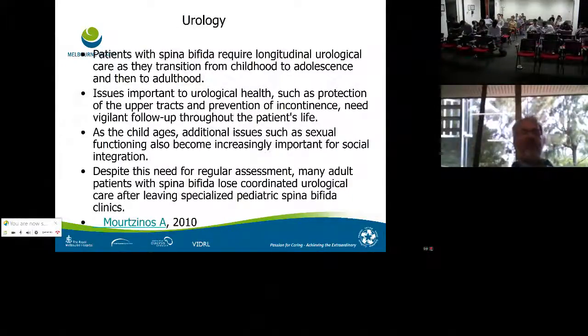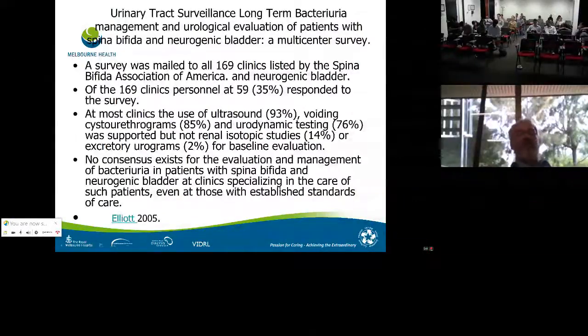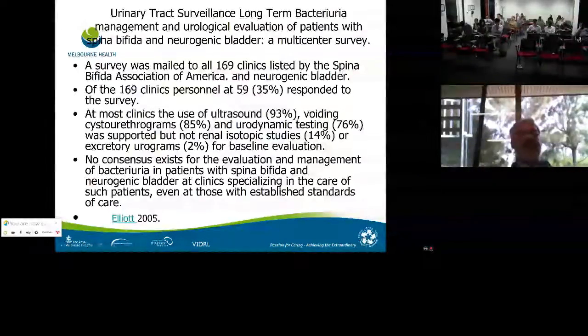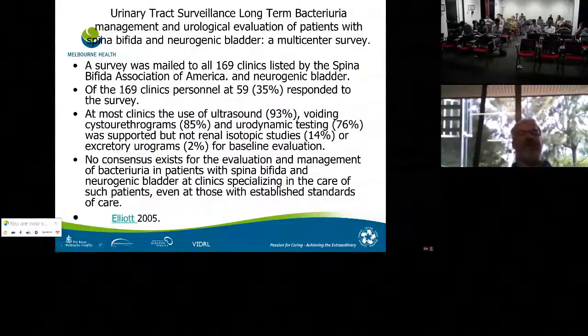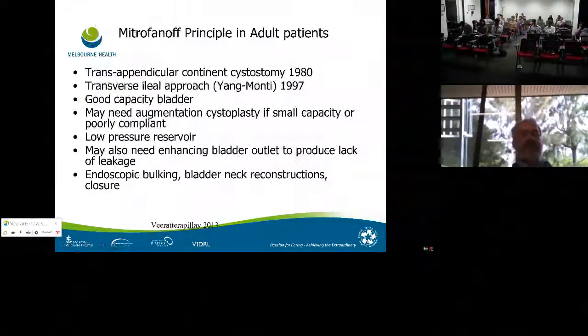Protection of the upper tract is very important. Sexual functioning is important as well. There is a need for generally ultrasound follow-up on a yearly basis, although that can be tailored to individual patients. And there's really, bacteriuria is a bit like on the spinal situation. There's some questioning as to the appropriate treatment for that.